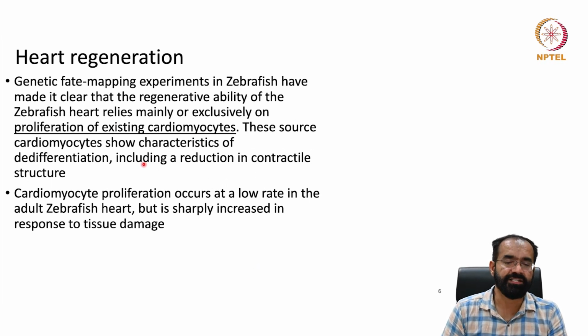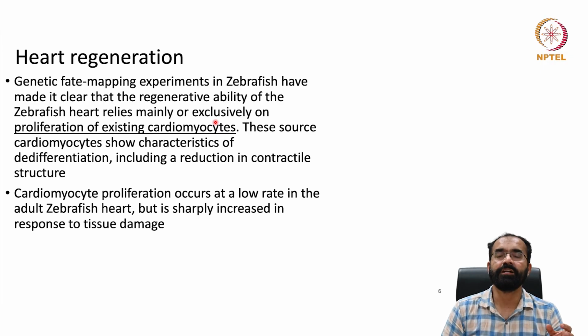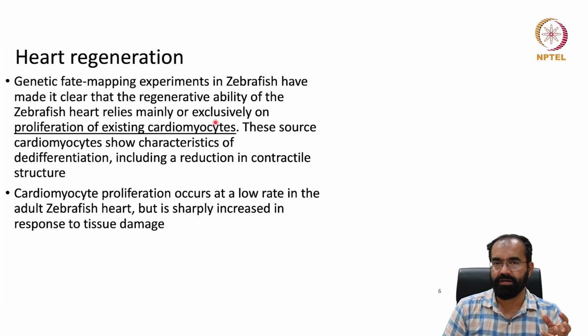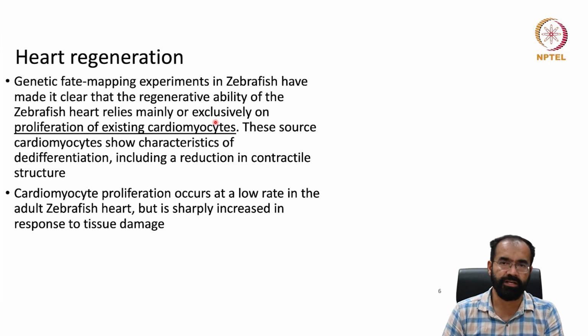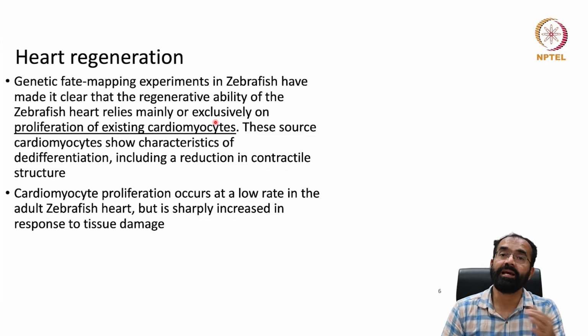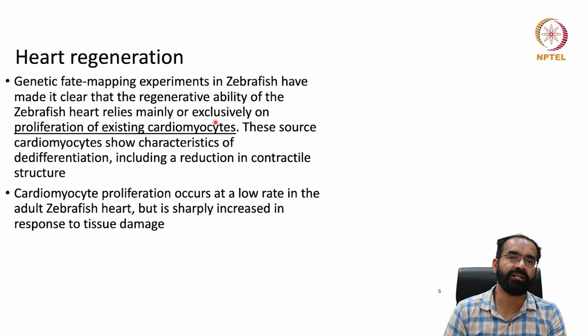So heart regeneration, people have done something called genetic fate mapping experiments. Genetic fate mapping, which basically means, if I give a simple example, you will understand. You lit an agarbatti, or you created a smoke in your house, and you can see where all the smoke is going. But normal air is also moving like that, but you can't see, normal air is not colored. So what you did, you put a tracer in the air in the form of smoke.